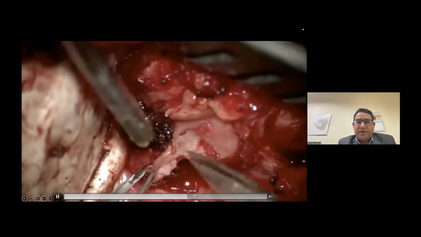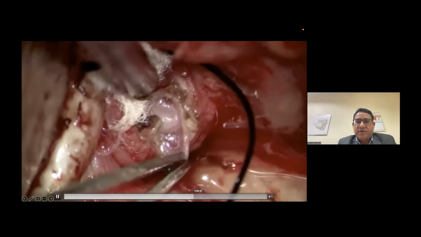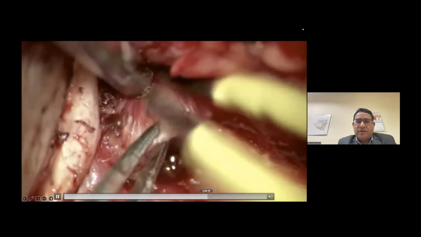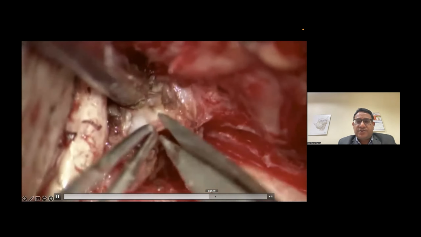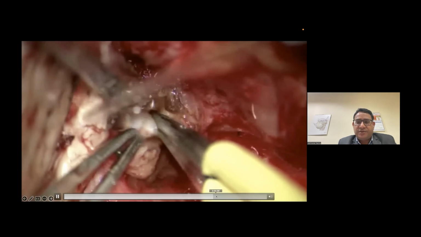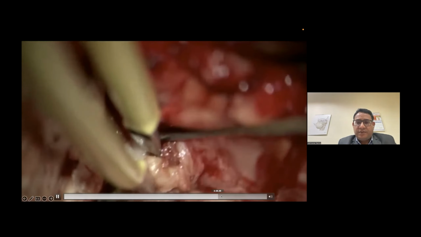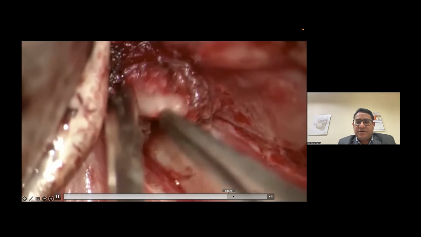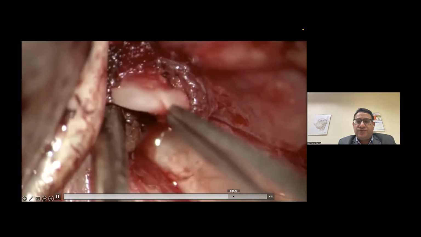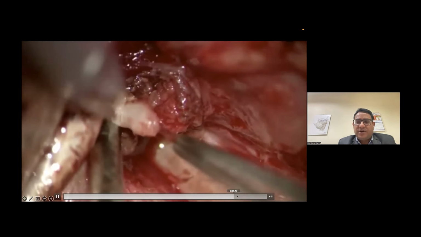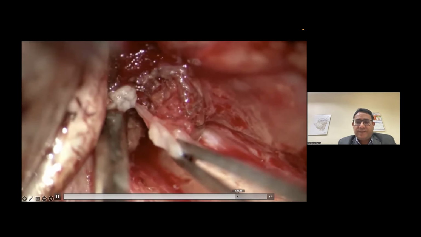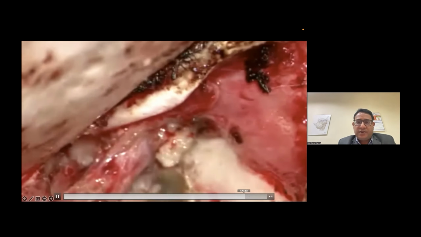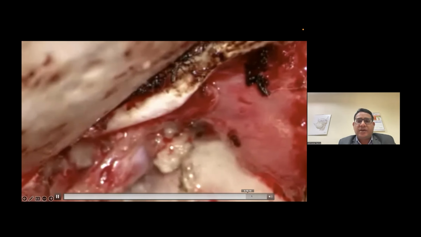And here we are dissecting, and here again the C2 nerve root is coming to view, and the nerve root is being identified and cut, transected sharply after coagulation. So we can see after transecting the C2 nerve root, we get a beautiful panoramic view of the vertebral artery and anterior structures. So here we can see the vertebral artery, and this is our area of interest.